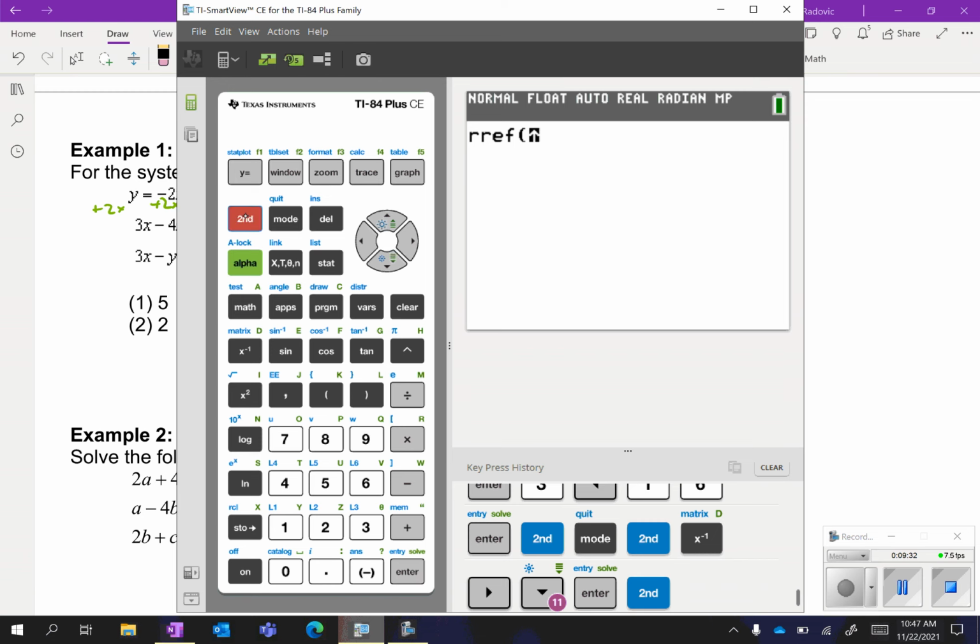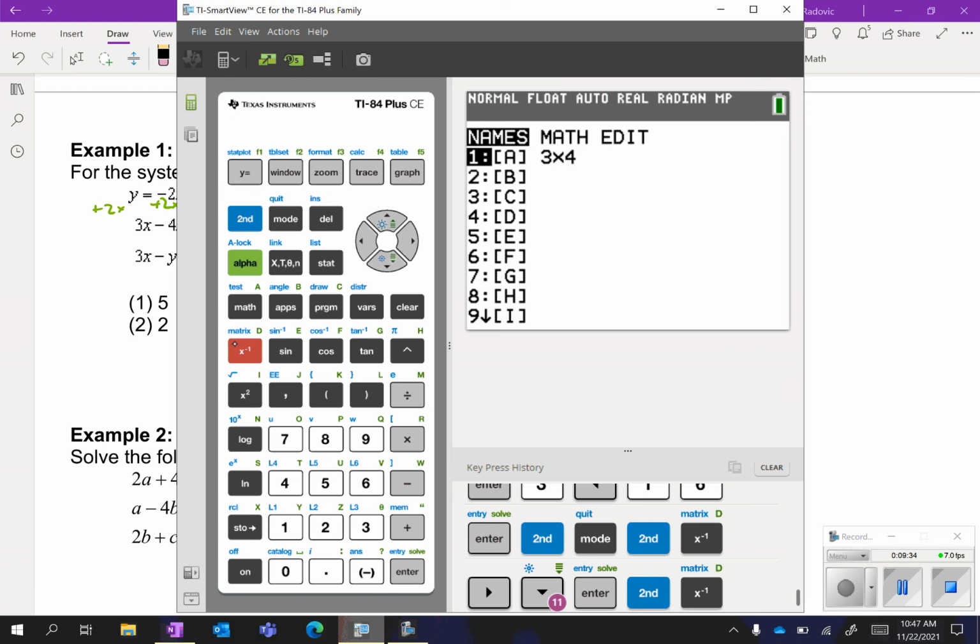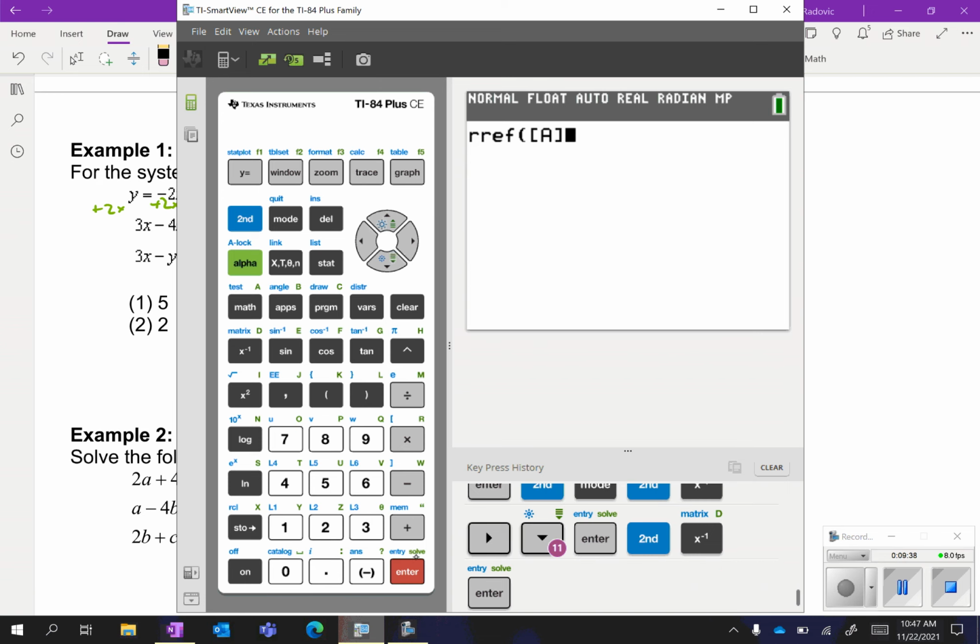Go back to second matrix. We've used edit, we used math. It's time to use names. Put in choice 1, matrix A. This is saying solve matrix A for me, and you get this. I'm going to copy it down for us.